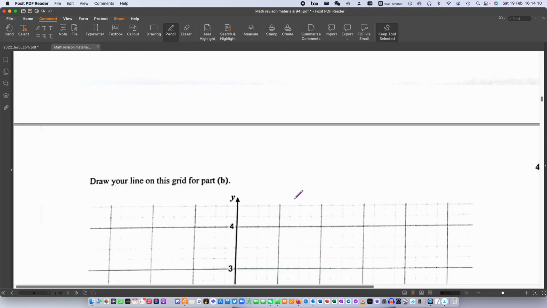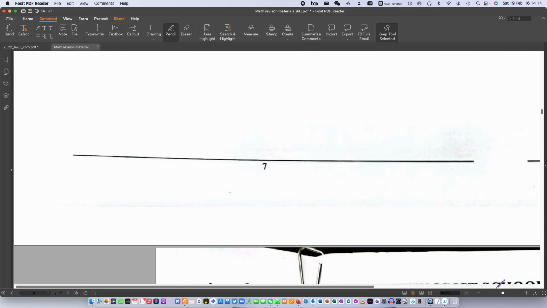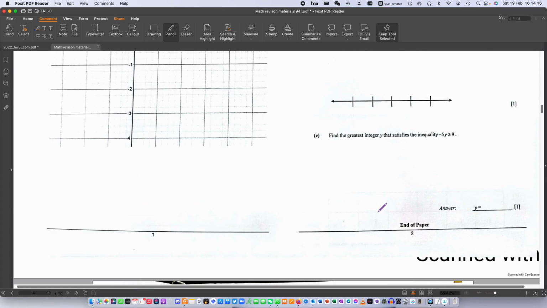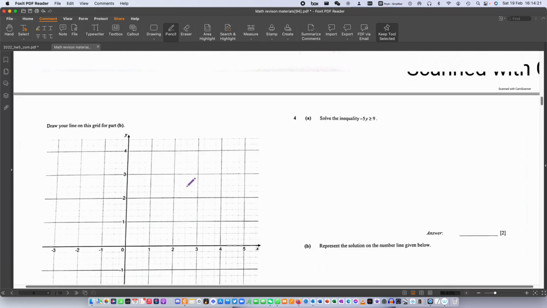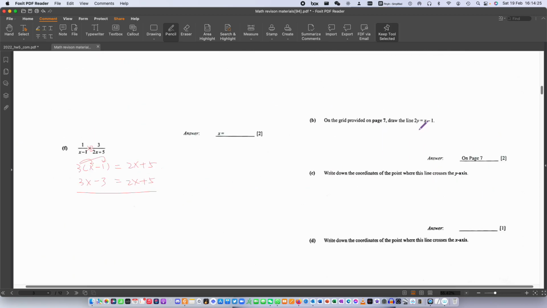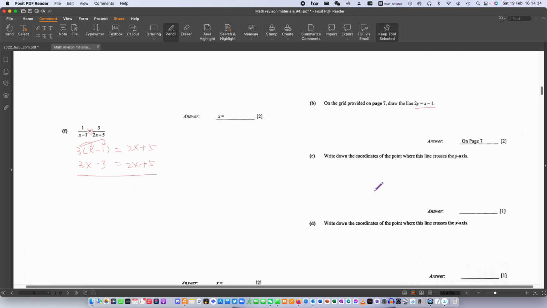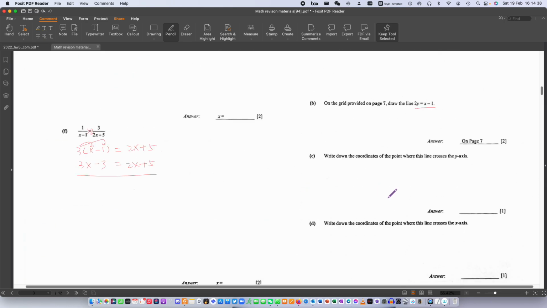Draw the line on this grid. Is it on the right hand side? Like on top. This one? So it's 2y over x minus 1. Then how do you do this? How do you draw the line? Before you draw the line, what do you need to do first? Do the table.